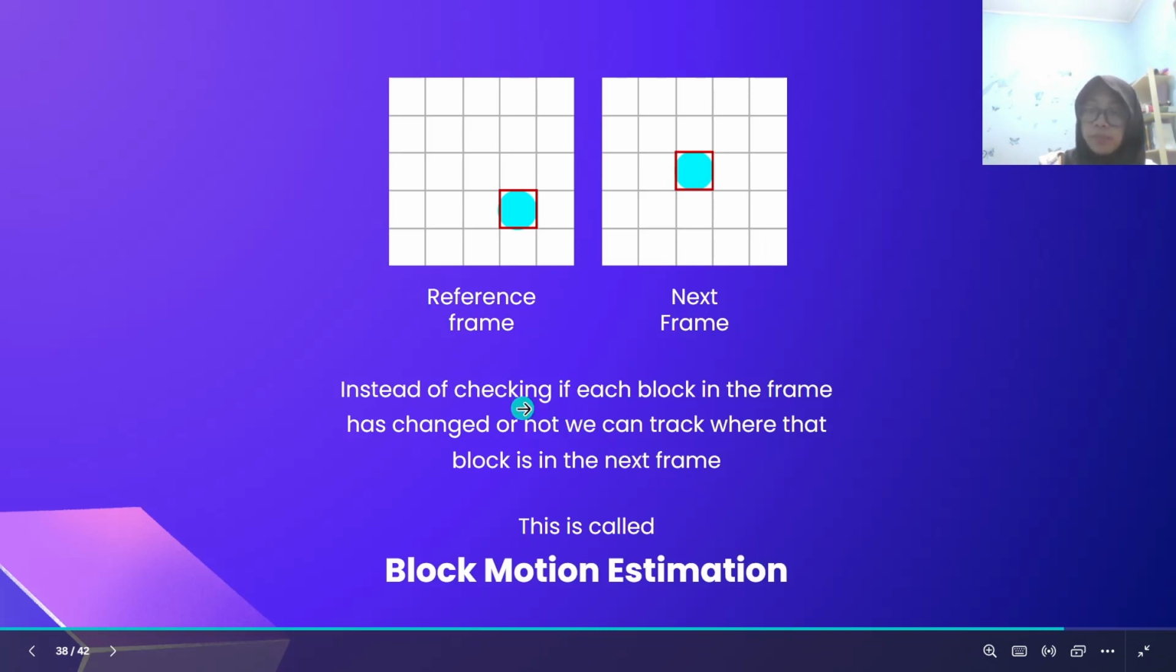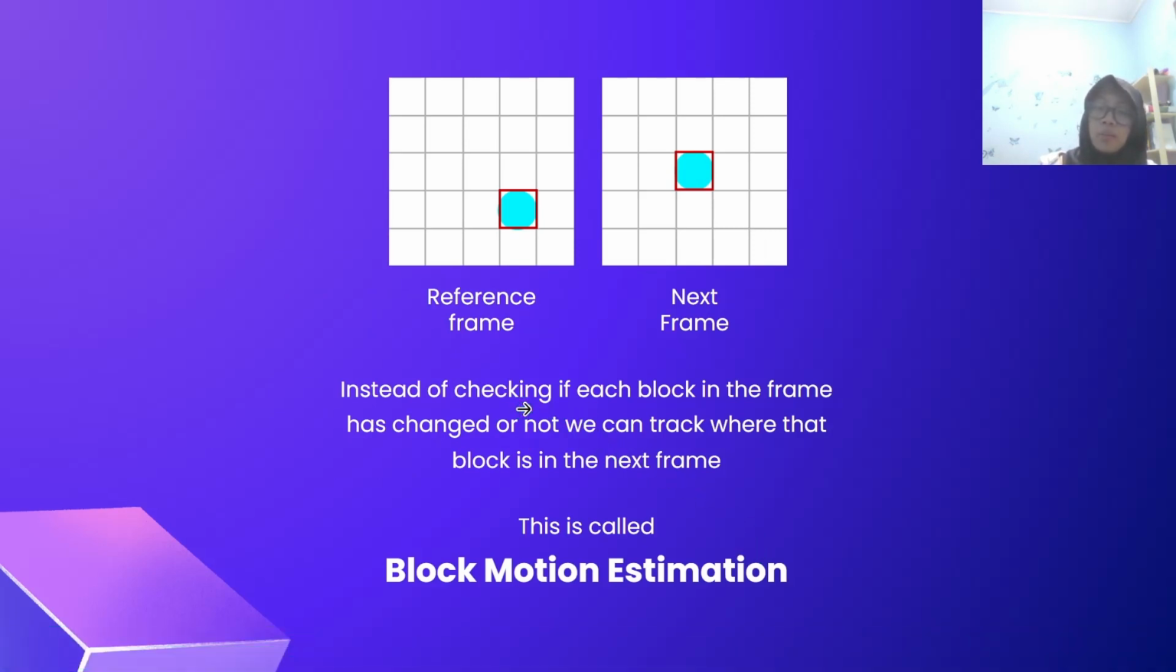Next, we have to learn about block motion estimation. Block motion estimation means instead of checking if each block in the frame has changed or not, we can track where the block is in the next frame. For example, this is the reference frame, and this is the block we are tracking. In the next frame, you know that the block moved here. That's the data that we store. We only store that this block moved right here, and this method is called block motion estimation.